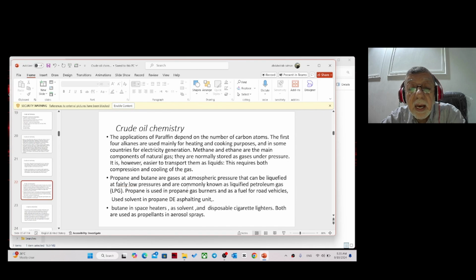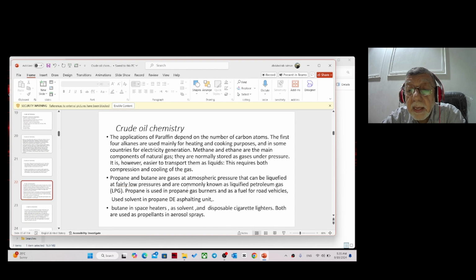Methane and ethane are the main composition of natural gas. They are normally stored as gases under pressure. It is, however, easier to transport them as liquid. This requires both compression and cooling of the gas to convert these two gases, methane and ethane, to liquid; they need pressure and cooling.